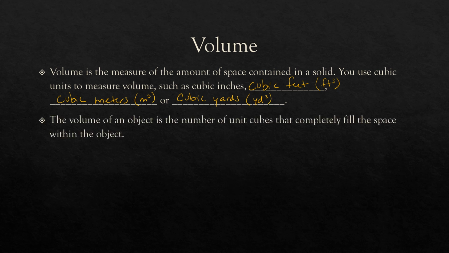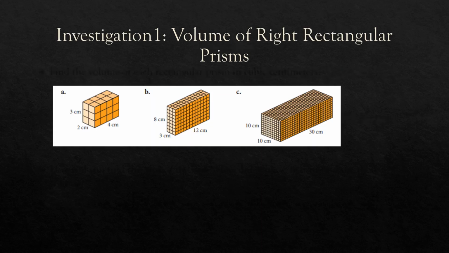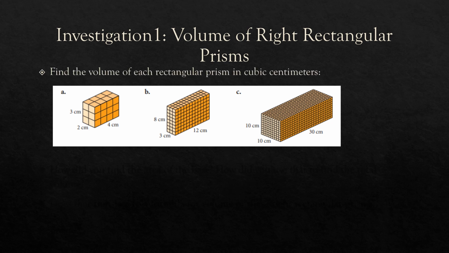The volume of an object is the number of unit cubes that completely fill the space within the object. Our first investigation is the volume of right rectangular prisms. Find the volume of each rectangular prism in cubic centimeters. For this one here, we could count 1, 2, 3, 4, 5, 6, 7, 8, 9, 10, 11, 12 on this first side in here. There's 12 on this side, there's 12 on the other side, so that would be 24 cubic centimeters.